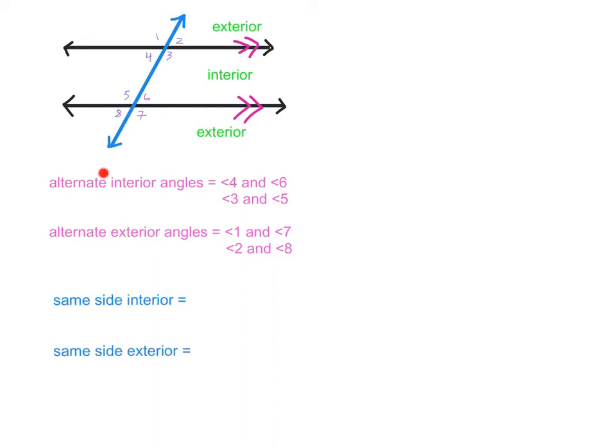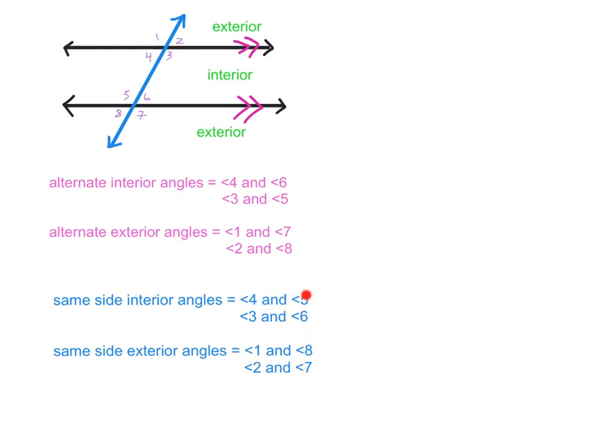Okay, so hearing how we explained the alternate interior and the alternate exterior, what do you think about these names? Where would your same side interior angles and your same side exterior angles be? Take a minute and see if you can figure it out. Okay, take a look. How'd you do?